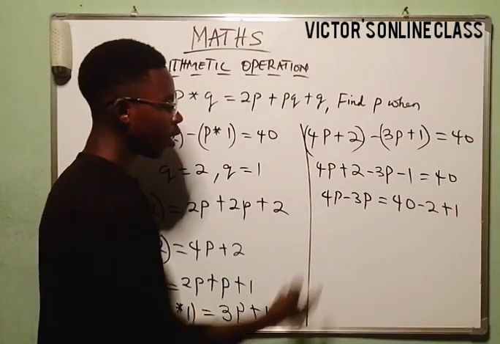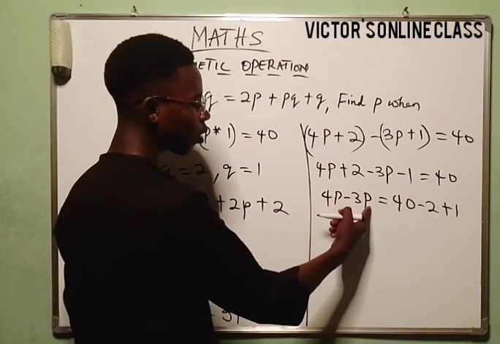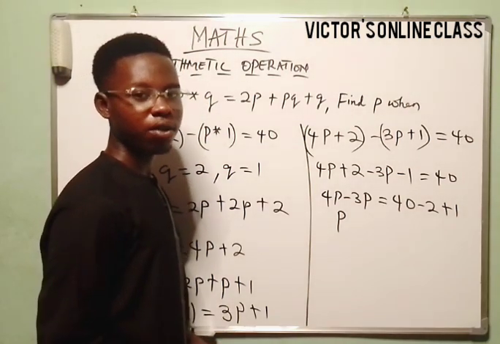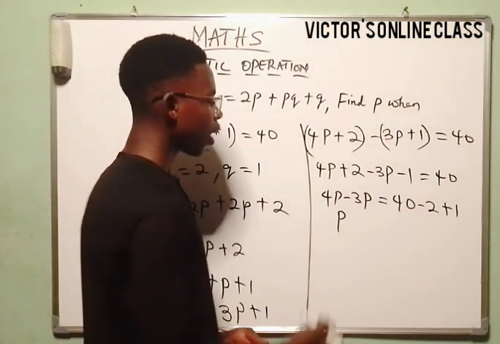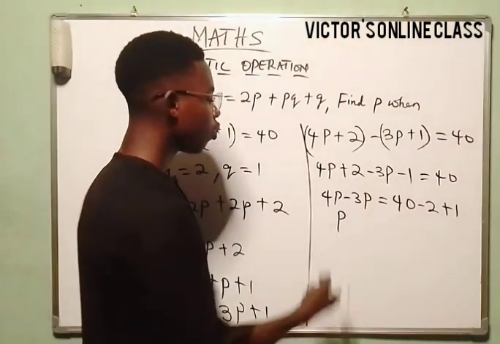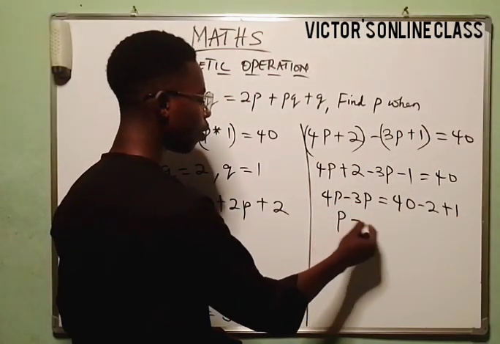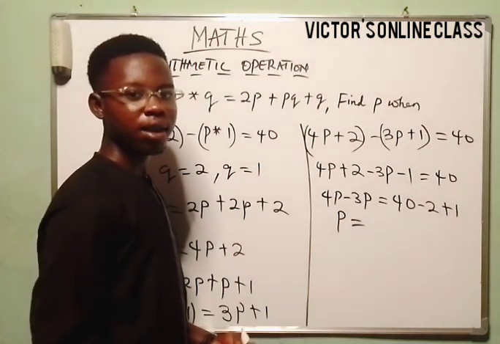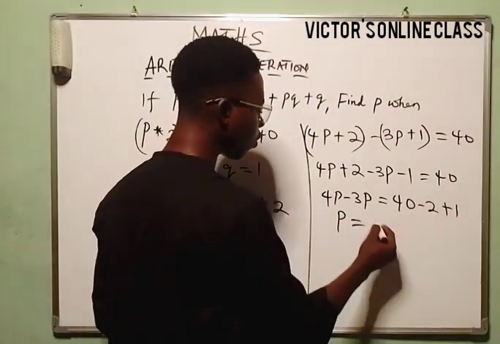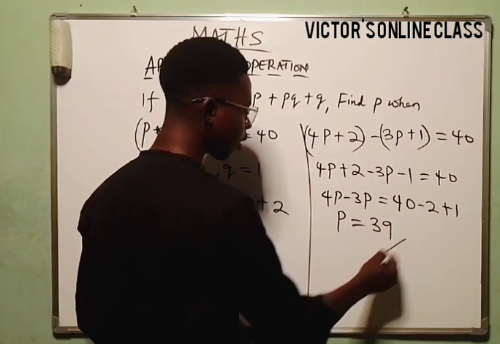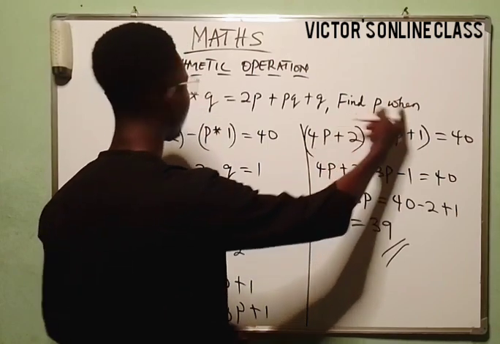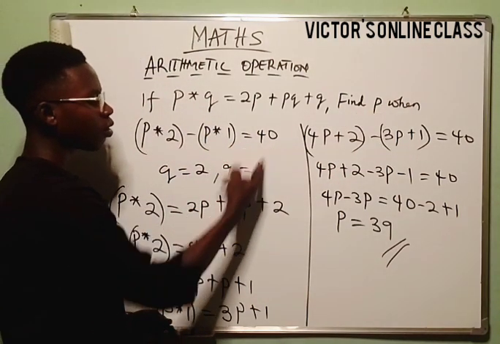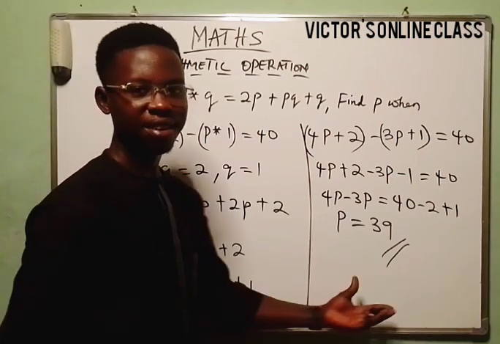Now you have that 4P minus 3P will give us P, just like when you say 4 minus 3 will give us 1. But because it's carrying an algebraic term, which is P, you place P. You now have that 40 minus 2 is going to give me 38. 38 plus 1 is going to give me 39. Therefore, find P when P asterisk 2 minus P asterisk 1 is equal to 40. The value of our P is 39.